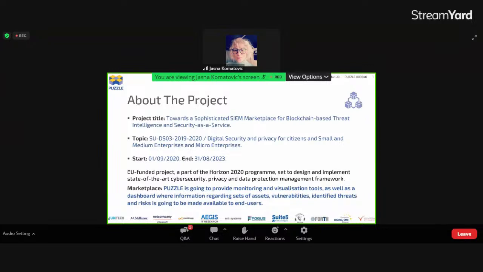The project is going to provide monitoring and visualization tools, as well as a dashboard where information regarding sets of assets, vulnerabilities, identified threats and risks is going to be made available to end users. So we will try to help SMEs and micro enterprises to monitor risks to their digital security, privacy, and data protection by analyzing the hardware and software assets within the SME's boundary.